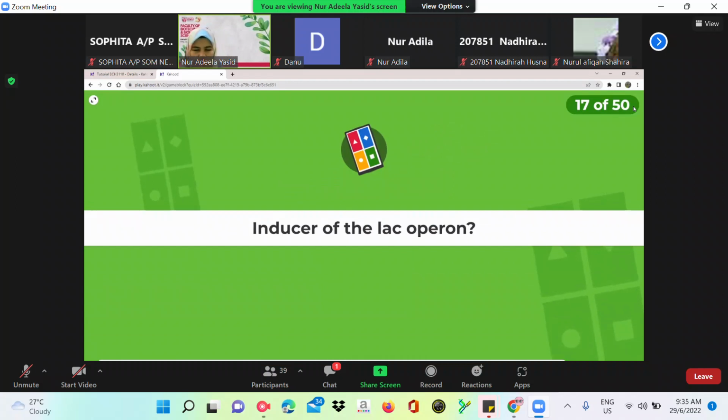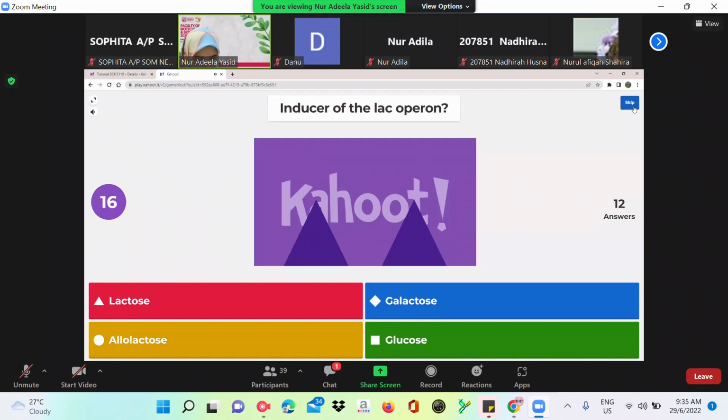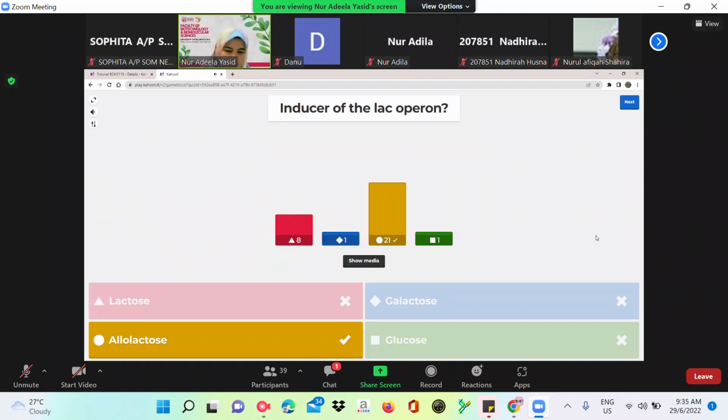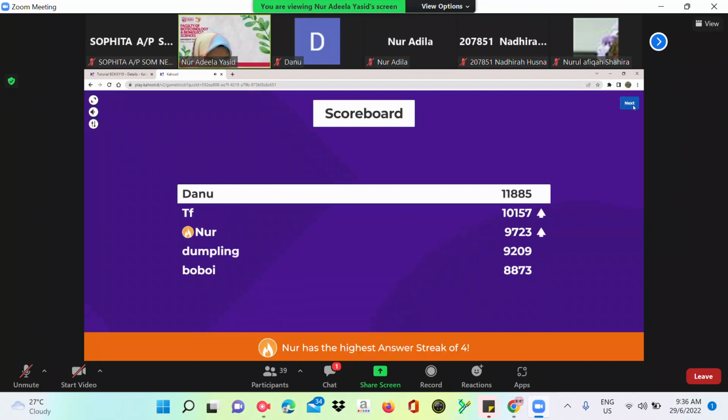Okay, next question on the use of the lac operon. Easy peasy. So the answer is allolactose. Do not get yourself confused. What is the role of lactose? What is the role of glucose? We have discussed the regulation of the lac operon in the presence of lactose and in the presence of glucose. But now the question asks you about the inducer. So you need to know the role of allolactose in the lac operon.